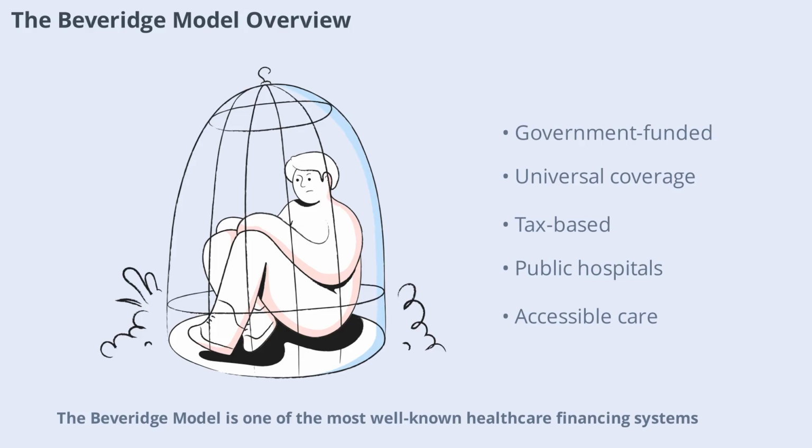The Beveridge model is one of the most well-known healthcare financing systems. Named after William Beveridge, this model is characterized by healthcare being provided and financed by the government through tax payments. In countries like the United Kingdom, Spain, and New Zealand, most hospitals and clinics are government-owned, and most healthcare workers are government employees. This model aims to provide universal coverage, ensuring everyone has access to care regardless of their ability to pay. Next, let's see how this model operates in practice.